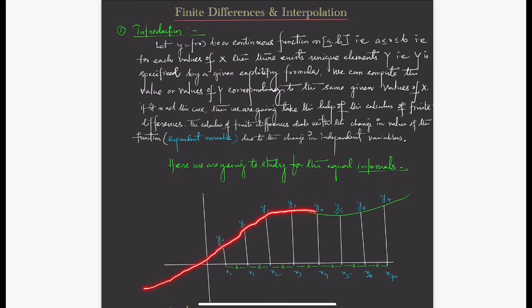You can see this is a continuous function, meaning there is no jump, no difference. This curve is completely in a continuous form. So for each value of x we can find the respective functional value. You can see this is a functional value. For x0 we can find y0, for x1 we can find y1, for x2 you can find y2, okay?